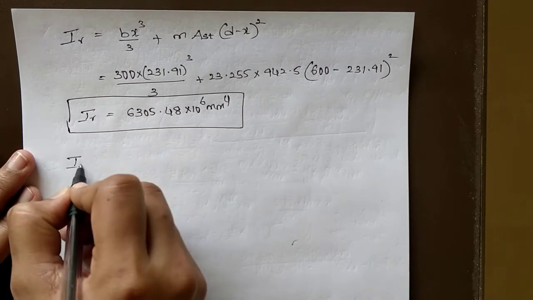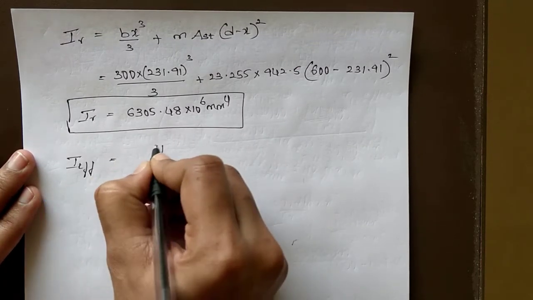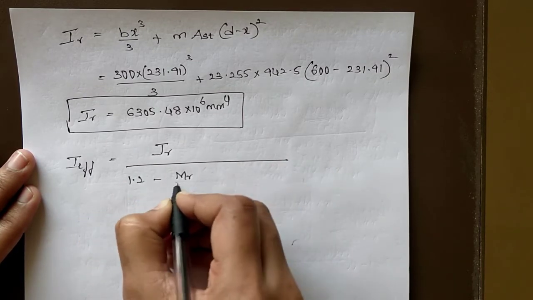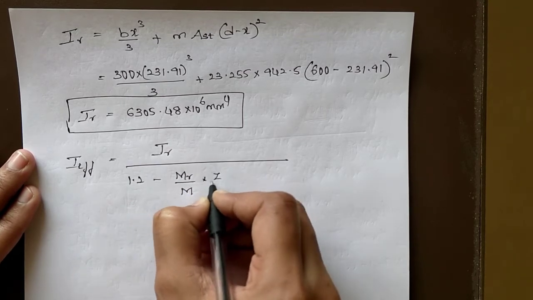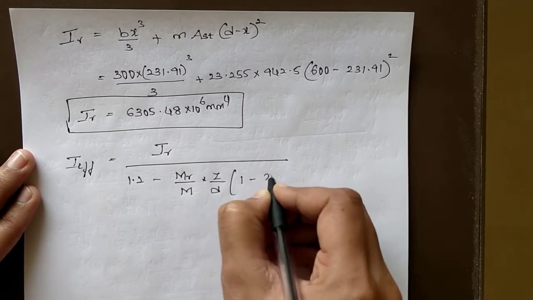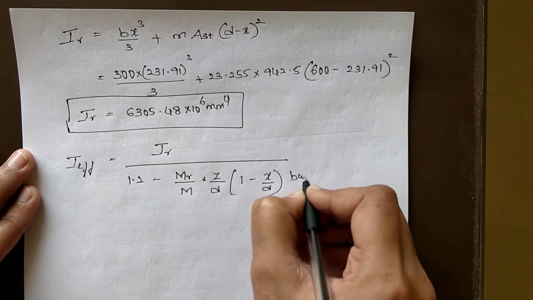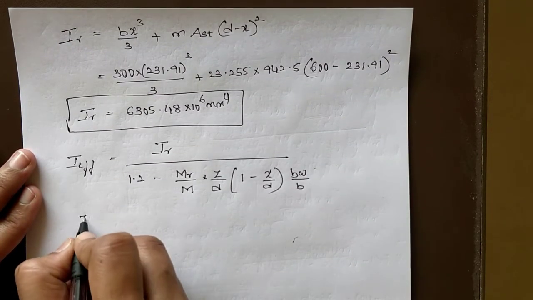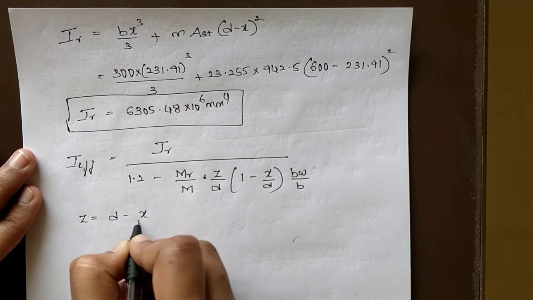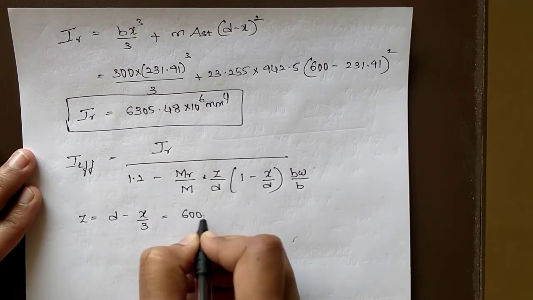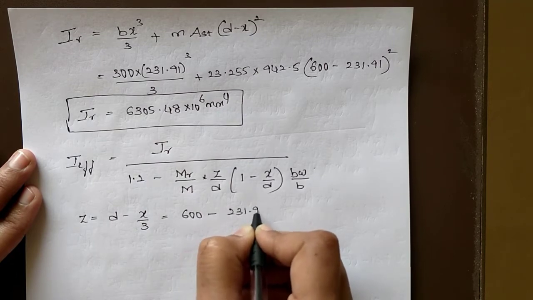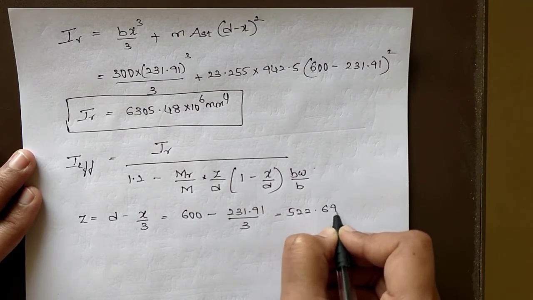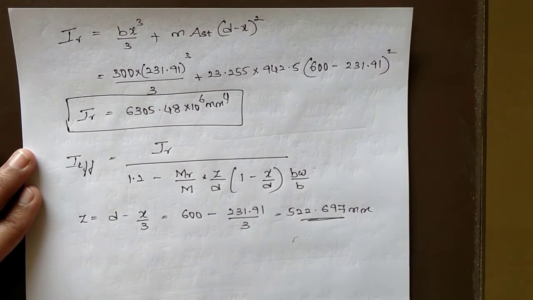Then calculate I effective. It is given by Icr divided by 1.2 minus Mr divided by M into z divided by d into 1 minus x divided by d into bw by b value. The bw by b ratio is equal to 1. Before that you calculate the lever arm, d minus x by 3. d value is 600 and the x value is 231.91 divided by 3. Then the z value is 522.697 mm. This is what your z value.